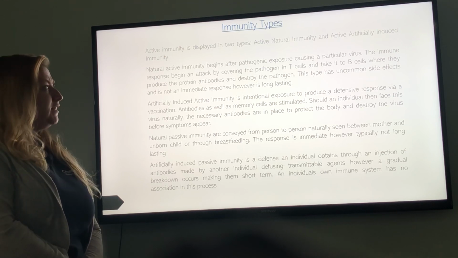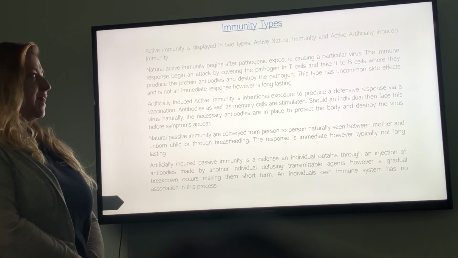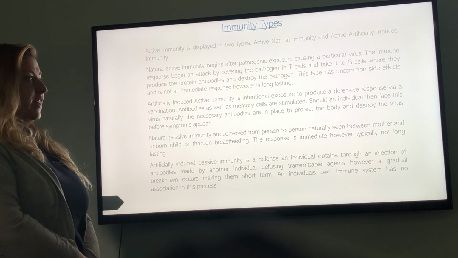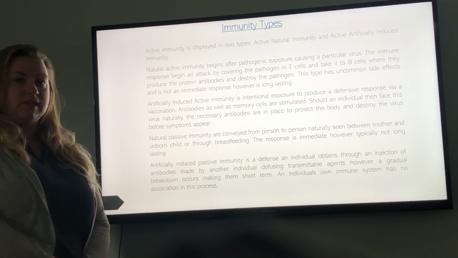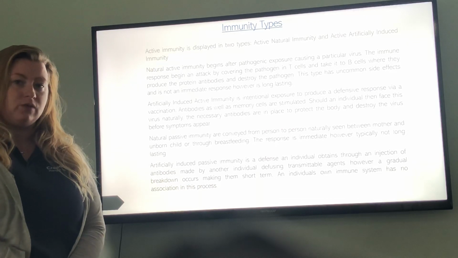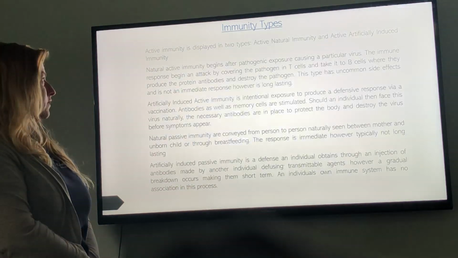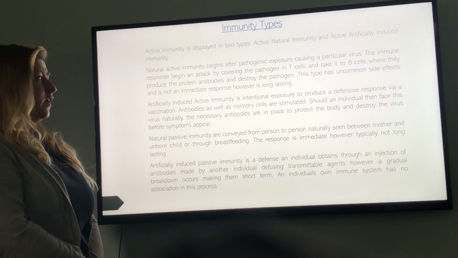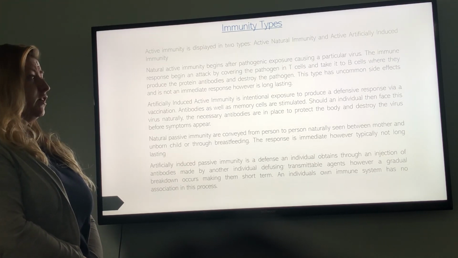Immunity types. Active immunity is displayed in two types: active natural immunity and active artificially induced immunity. This is defined as the body's protective resistance gained to a specific illness via the introduction of antibodies. Natural active immunity begins after pathogenic exposure, causing a particular virus.